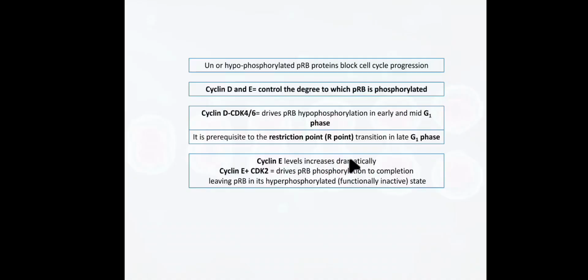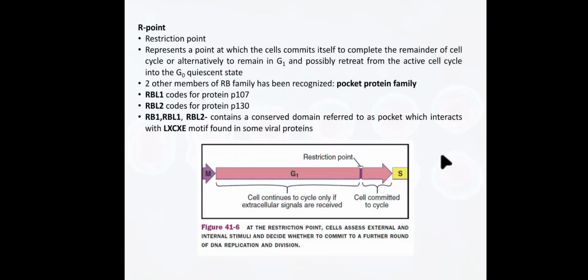Cyclin E level increases dramatically. It associates with CDK2 and drives pRB hyperphosphorylation and makes it inactive. R point is a restriction point. It represents a point at which the cell commits itself to complete the remainder of the cell cycle, or alternatively to remain in G1 and possibly retreat from the active cell cycle into the G0 quiescent state.